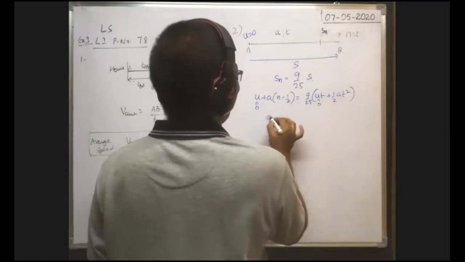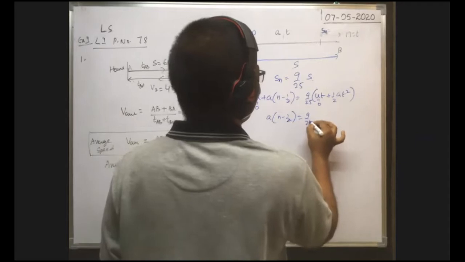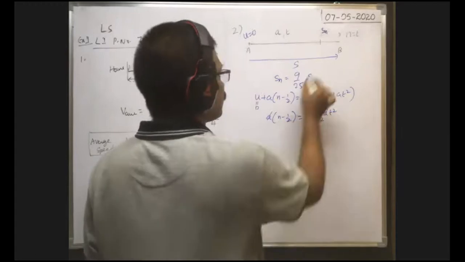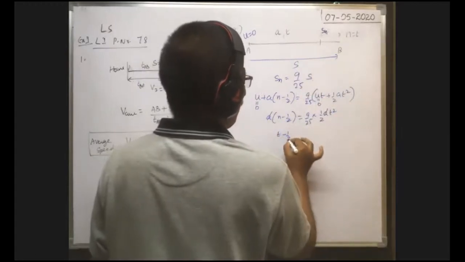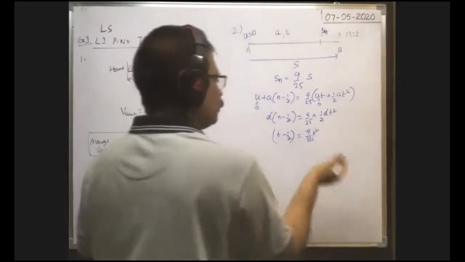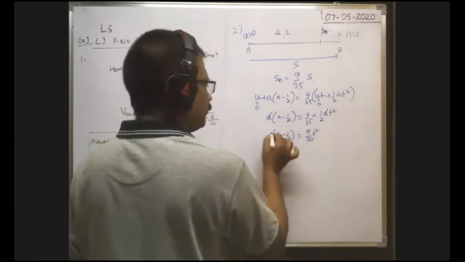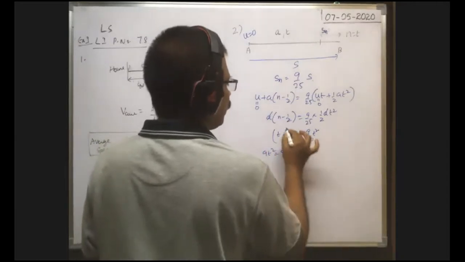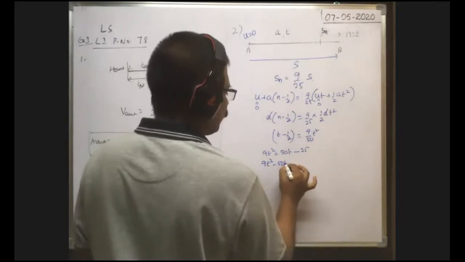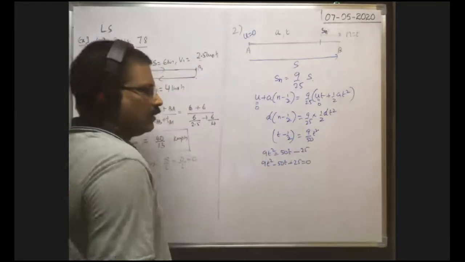Then you will get A into n minus half is equal to 9/25 into half at square. Here A cancels. N means T only. Therefore, T minus half is equal to 9/50 into T square. Do cross multiplication. Then 9T square is equal to 50 into T minus 1/2, into 50 means 25. Therefore, 9T square minus 50T plus 25 is equal to 0. I brought 50T minus 25 to the left and made it equal to 0.